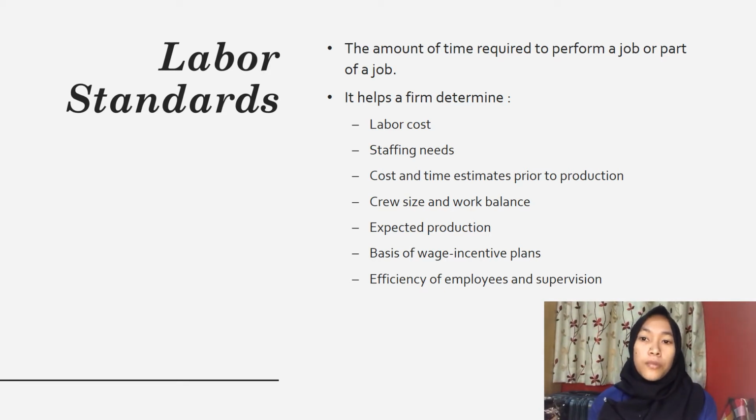Effective operations management helps a firm to determine the labor cost, the staffing needs, and the cost and time estimate prior to production, which assists in a variety of decisions, from cost estimates to make or buy decisions. Other than that, crew size and work balance, expected production, basis of wage incentive plans, and lastly, efficiency of employees and supervision.